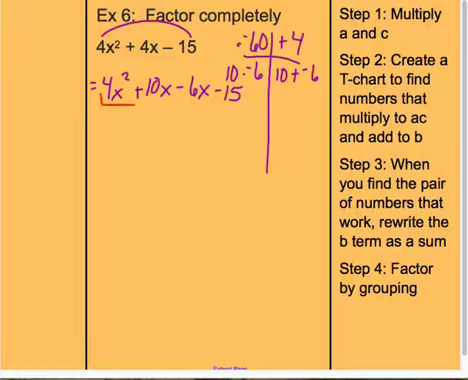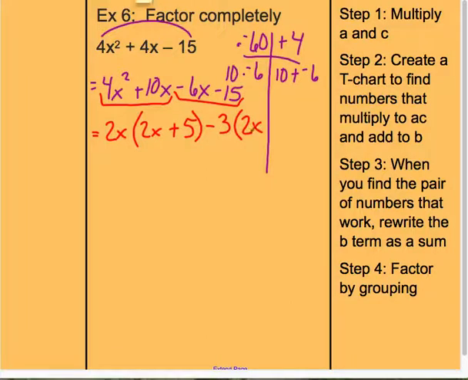So my first 2 terms have a common factor of 2x. Dividing that out of the first term, I have 2x. Dividing it out of the second term, I have 5. And then for my second 2 terms, I notice that they're both negative. So I'm going to factor out a negative in order to get what's left over to be positive to match my first term. They both have a common factor of 3, so I'm going to factor out a negative 3. 6x divided by negative 3 is 2x. And negative 15 divided by negative 3 is positive 5.